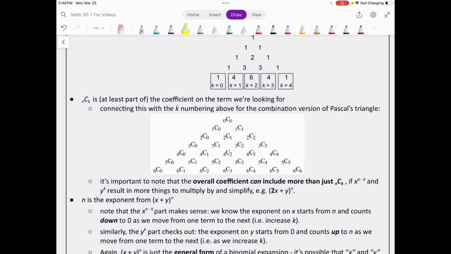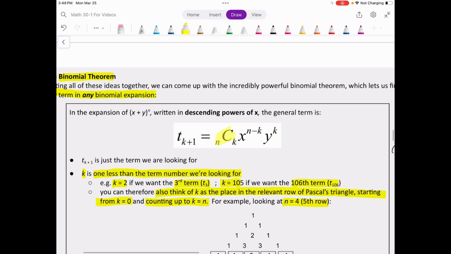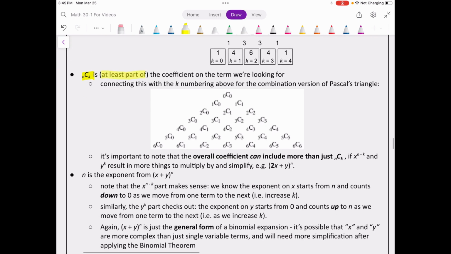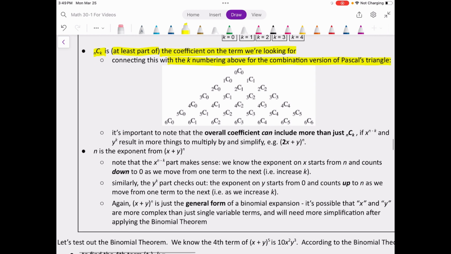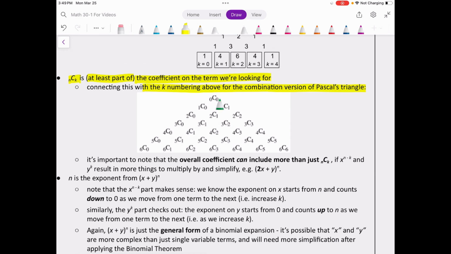Now n choose k, this part, sometimes will just be the coefficient, but it's at least part of the coefficient on the term we're looking for. Connecting this with the k numbering above for the combination version of Pascal's triangle, if you take a look here, you can see 0 choose k, 1 choose k, 2 choose k: k is 0, k is 1, k is 2, k is 3. First term, k is 0. Second term, k is 1. Third term, k is 2, etc.